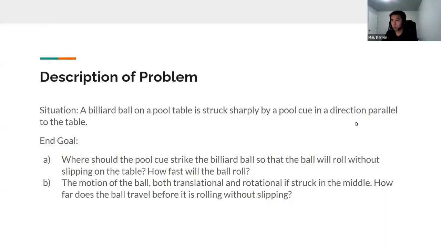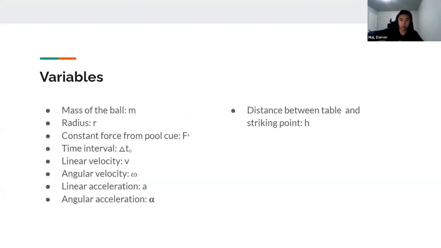Well, there's a billiard ball that's going to be struck by a cue in a direction parallel to the table. The ball is going to roll across the table. And we're trying to find where the ball should be hit such that the ball will roll without slipping. We want to find how fast the ball will roll. We also want to find the translational and rotational motion if the ball is struck in the middle. We also want to find how far the ball travels before it rolls without slipping.